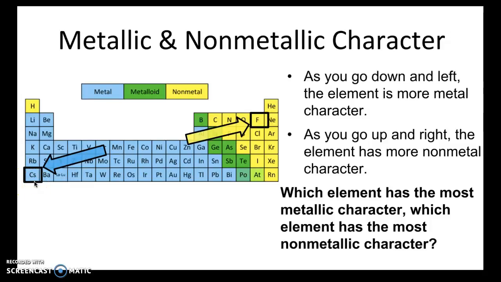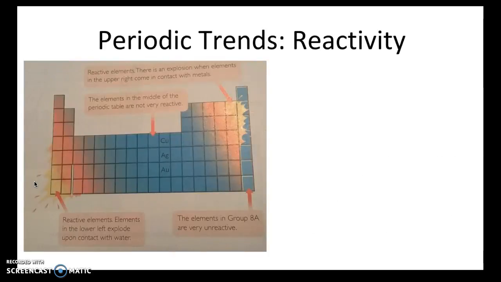And we'll utilize that more later to help us memorize these trends. The last qualitative trend we're going to look at is reactivity. And so what I want you to do here is study this image. This image comes from the class textbook. And you'll notice that in this image, it's pointing out which elements are the most reactive.